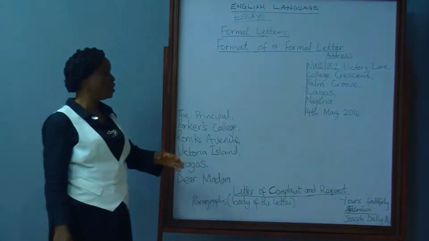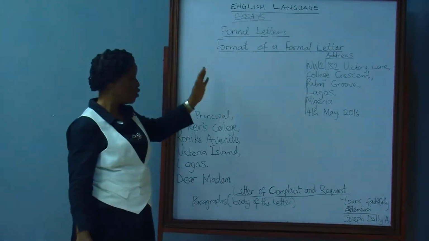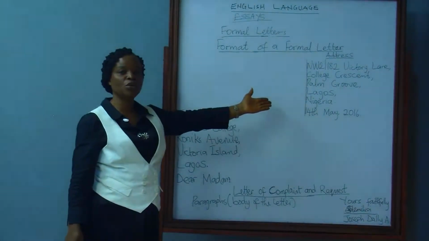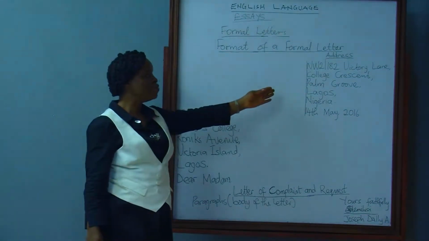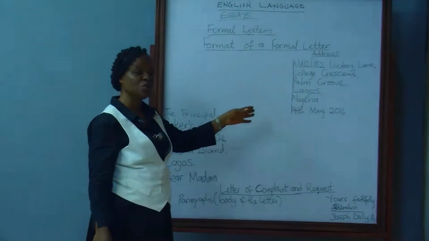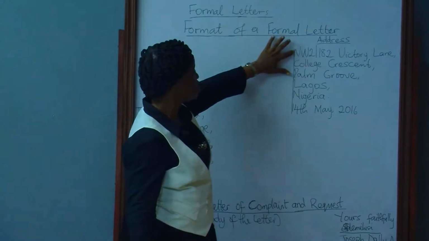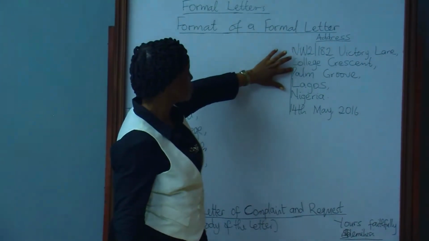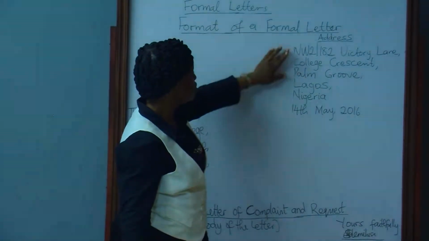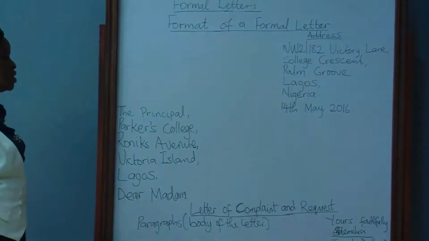All right, now I said we're going to look at a typical address, the typical format of a formal letter. Look at it. This is how your own address would be. Now look, I wrote that and we wrote this. I left it there so that you would know that when you're done, all you need to do is just erase, and you have a very straight address. That's the writer's address.